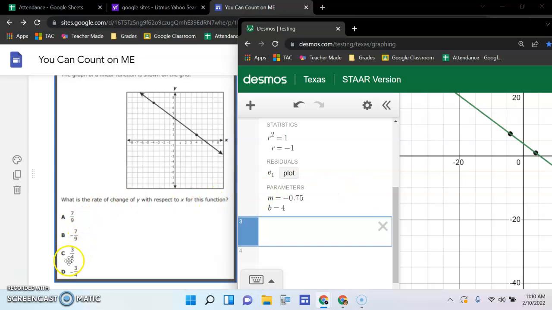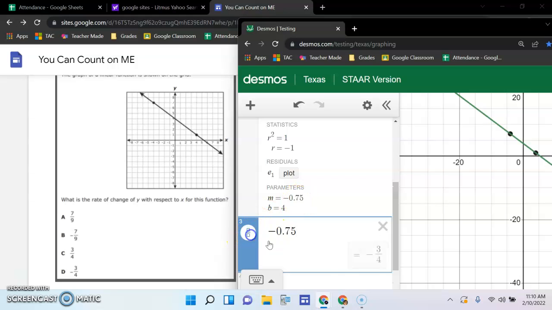First of all, it is negative, so you get rid of the positives, which is a and c. So now we're going to type this number in, -0.75. We click on this and it'll give us the answer is -3/4, and the answer in this one is D.